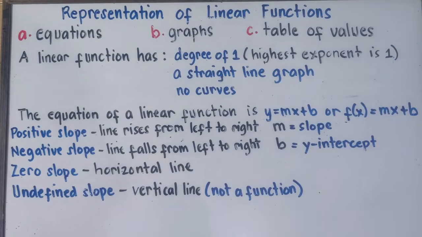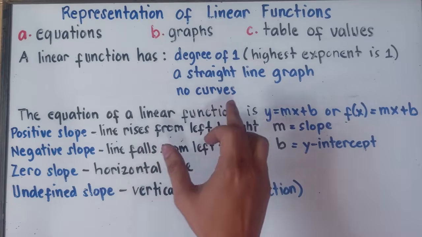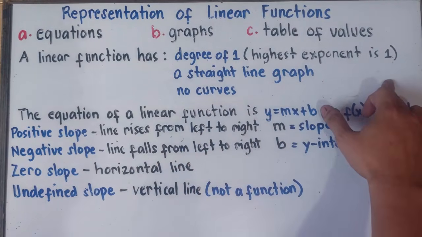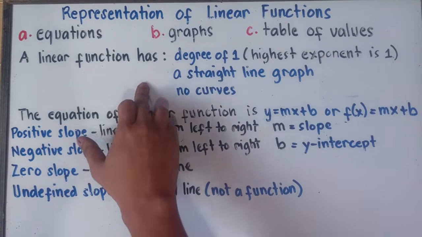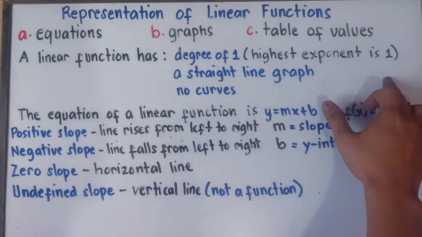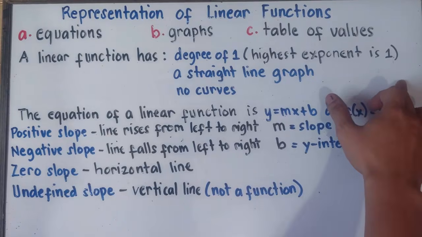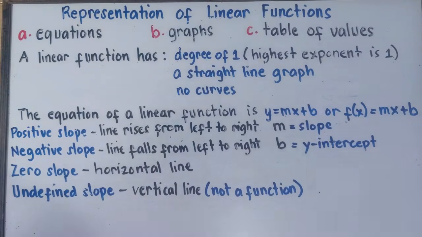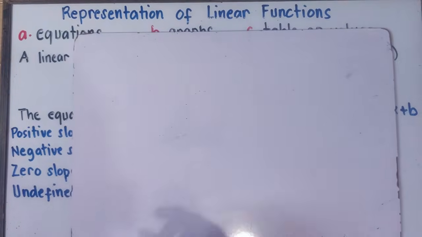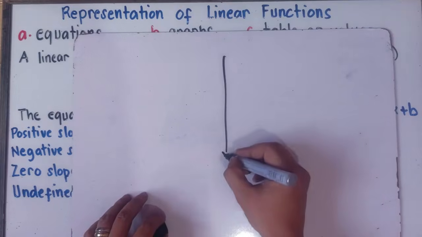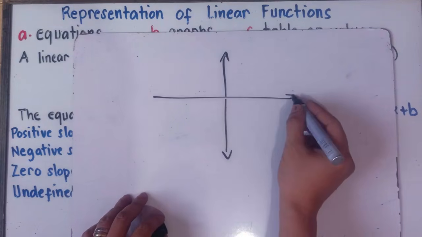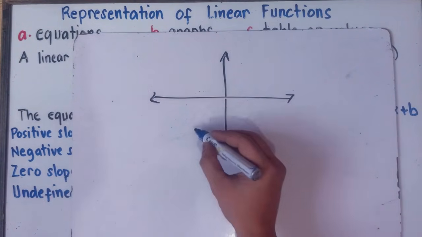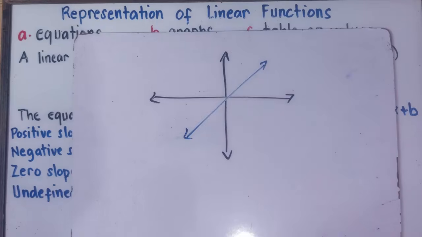Remember, class, a linear function has a degree of 1. The highest exponent is 1. And a linear function has a straight line graph, so no curves. Therefore, if you have a given graph, for example, a Cartesian plane, understand that for a linear function, the graph would be a straight line. Example, this one will be a linear function.